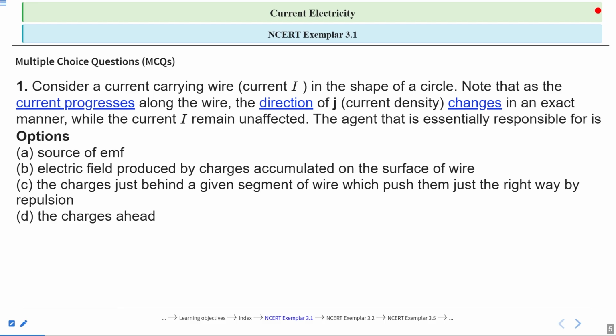Consider a current carrying conductor in the shape of a circle. Note that as the current progresses along the wire, the direction of J, the current density, changes in an exact manner while the current I remains unaffected. The agent that is essentially responsible for this is, options: source of EMF, electric field produced by charges accumulated on the surface of wire, the charges just behind a given segment of wire which push them just the right way, or repulsion by the charges ahead. Okay, so I will give you some time to think about it.